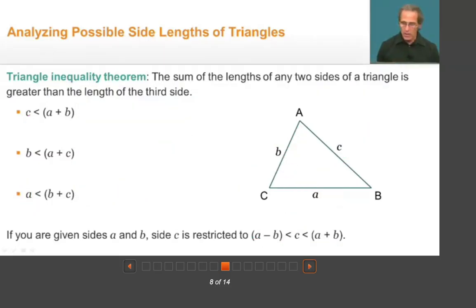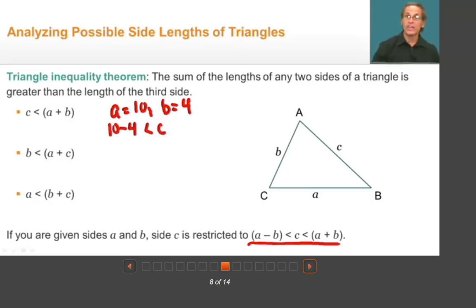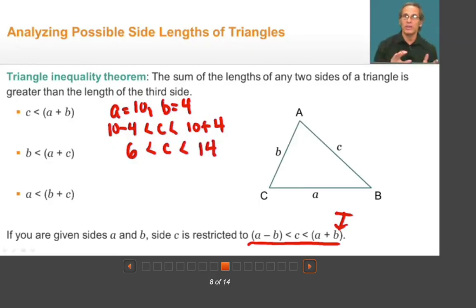For example, suppose we had A equal to 10 and B is 4. Now the third side is C, isn't it? So this inequality says that A minus B, or 10 minus 4, must be less than the third side C, which must be less than the sum of the two sides, that would be 10 plus 4. In other words, we would say that 6 is less than C, which is less than 14. In other words, side C would be between 6 and 14 units. This is a strict inequality because there is no or equal to underneath the symbols.